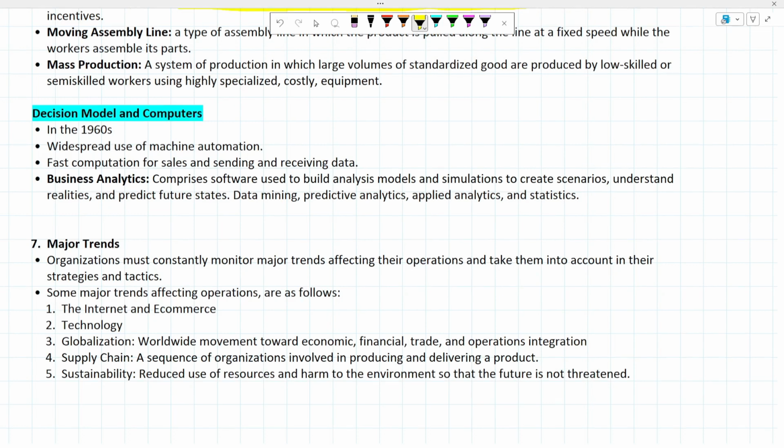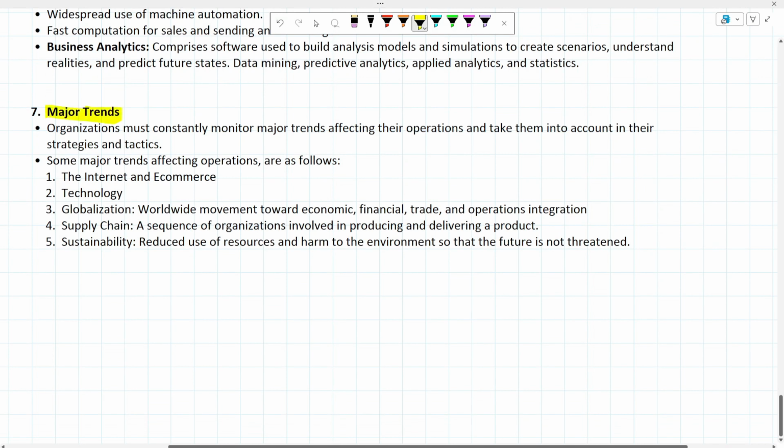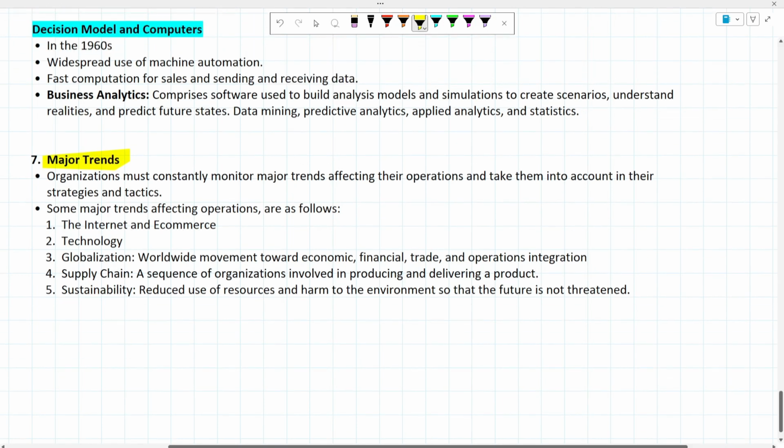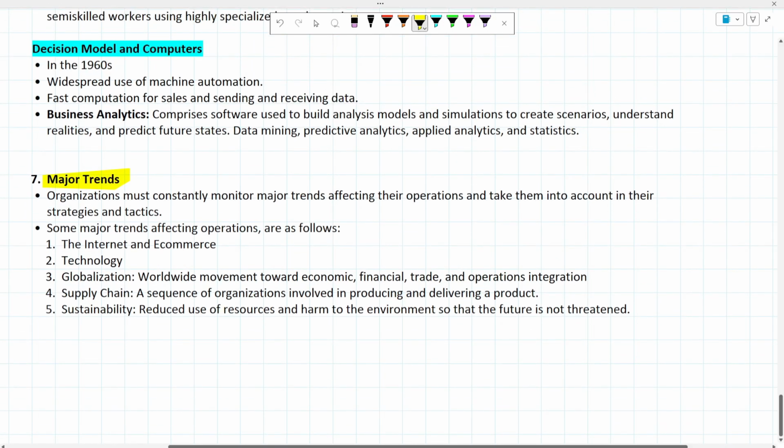So 7, major trends. This is the last one. This should already be highlighted in yellow. Organizations must constantly monitor major trends affecting their operations and take them into account in their strategies and tactics. So let me highlight that. Constantly monitor major trends affecting their operations.